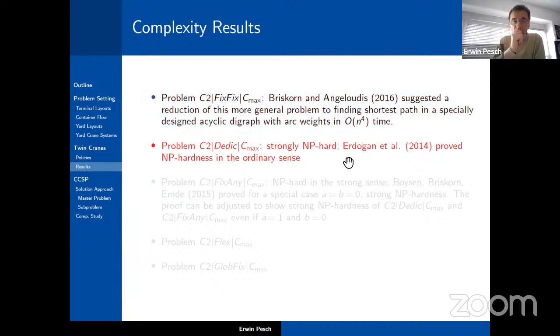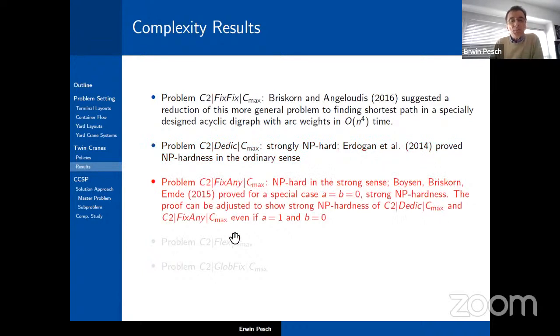The situation with the dedicated policy in the middle is strongly NP-hard. Erdogan et al. proved in 2014 that the problem is NP-hard in the ordinary sense. The problem with the fix-any policy is NP-hard in the strong sense. Boysen, Priskon, and Emde proved in 2015 that the special case of A equal B equals 0 is strongly NP-hard. This proof can be adjusted to show the NP-hardness of this problem as well, even if A is equal to 1 and B is equal to 0.